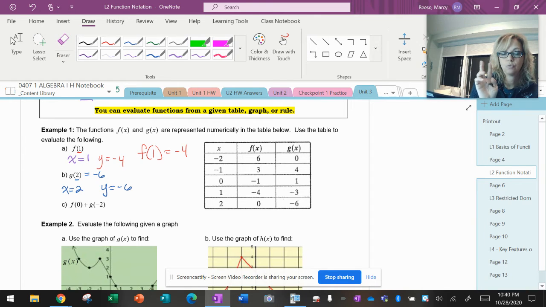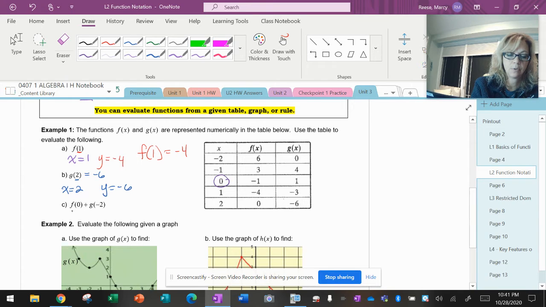So let's do it 2 more times, okay? Now this one has f of 0. You need to find f of 0 and add it to g of -2. Okay, so f of 0. That means when x equals 0. So I come to where x is 0, and I'm looking at the f function. So when x is 0, the output for f of x is -1. So let me erase this.